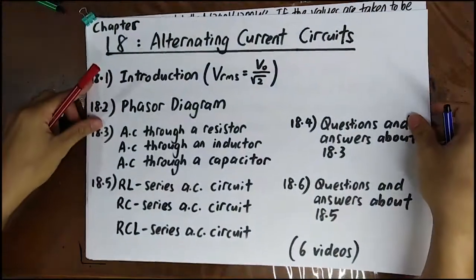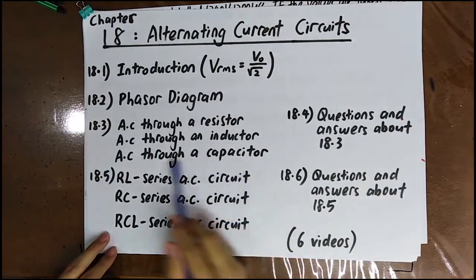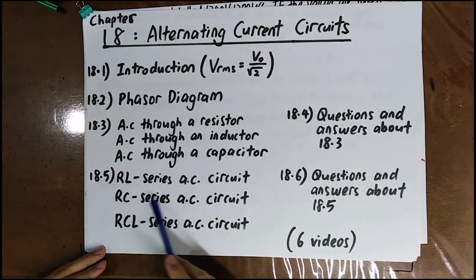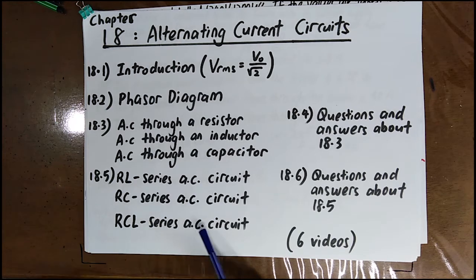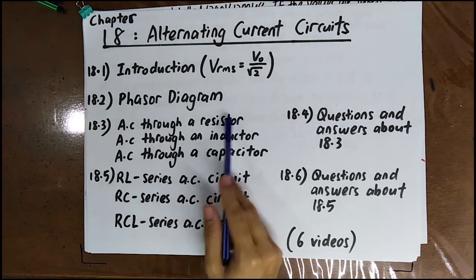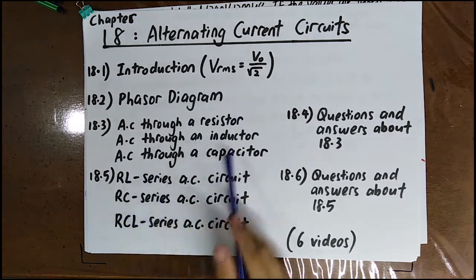So in the next video, we will talk about the RL series, RC series, and RCL series alternating current circuit. R is resistor, L is inductor, C is capacitor.